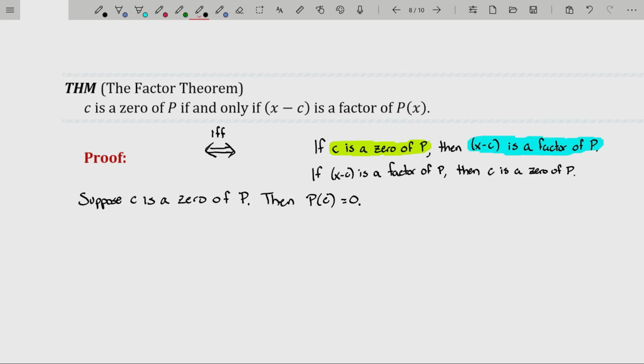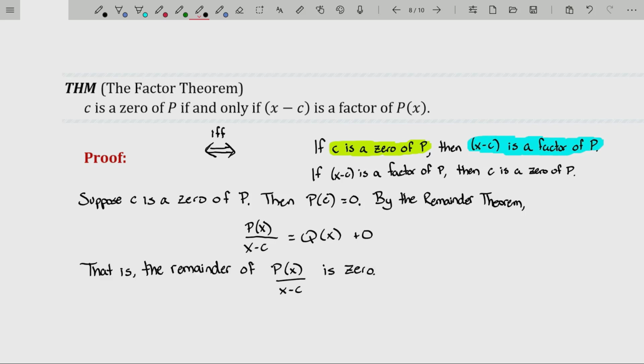And now I'm going to bring into this conversation a theorem that we just learned, the remainder theorem. By the remainder theorem, we can say then that p of x divided by x minus c. Remember, the remainder theorem tells us that p of c is the remainder after you divide that polynomial by x minus c. Well, this tells us that the remainder must be 0. In fact, I'll write that clearly. I hope that makes sense, right? Because in this case, if we know that c is a 0, then p of c is equal to 0. Therefore, p of x divided by x minus c is some polynomial q plus the remainder of 0.